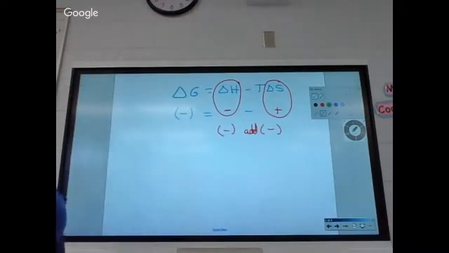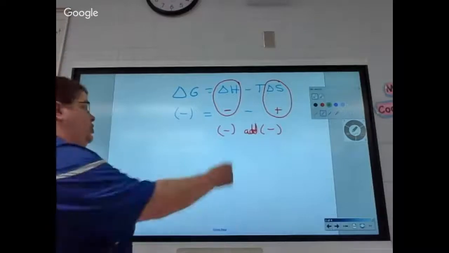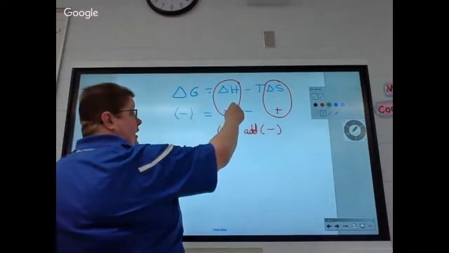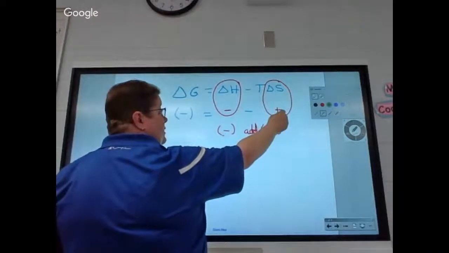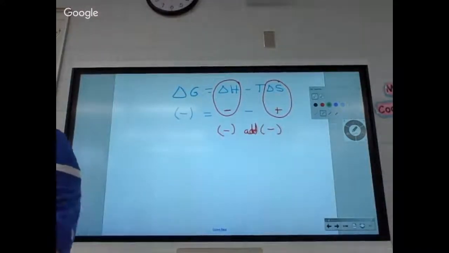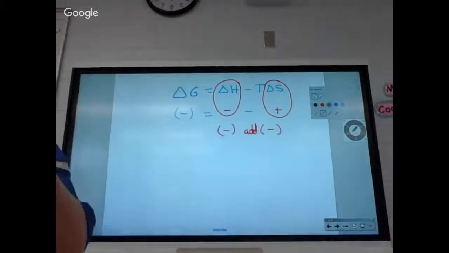The next question said, what 2 factors would make delta G positive then? So what would you have to change delta H to be? A positive delta H, and what would you do to delta S? Make it negative. Now, the next question says, what would make it indeterminate? Meaning it could sometimes be positive and sometimes be negative.